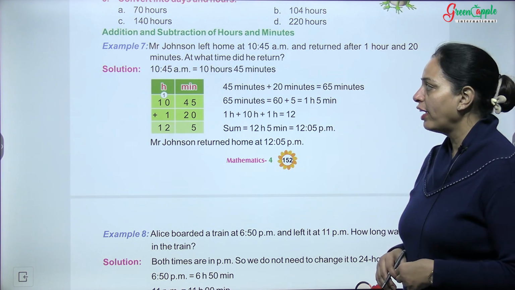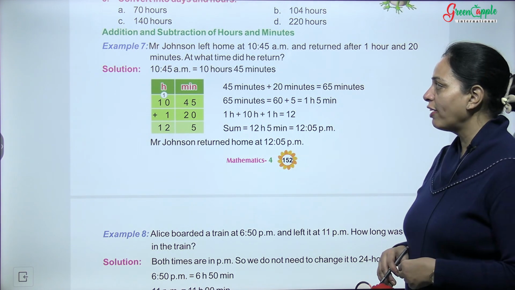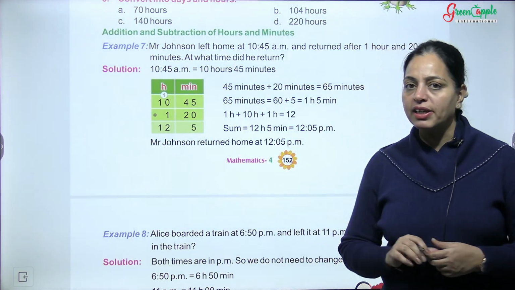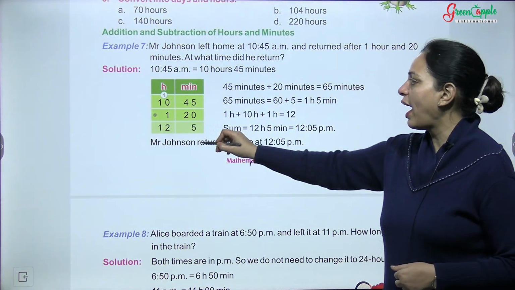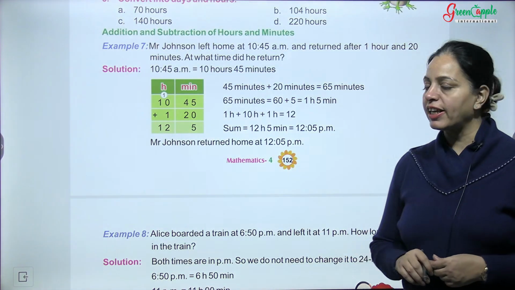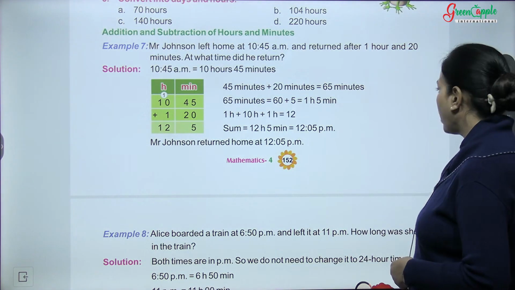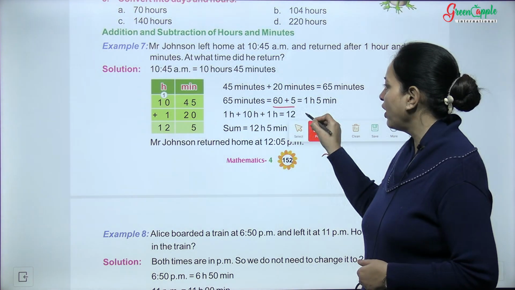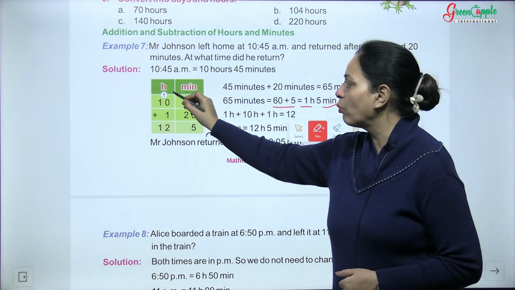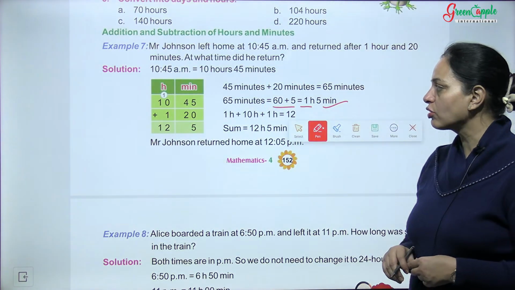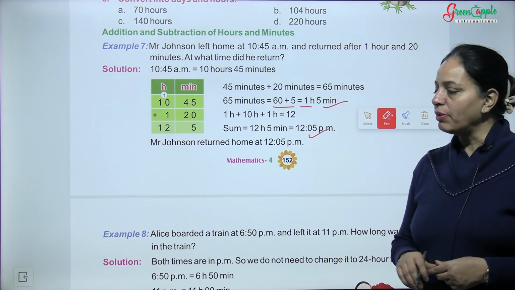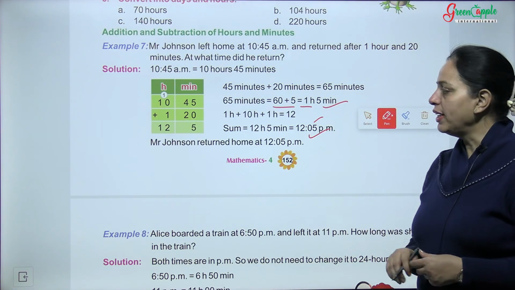So 10:45 a.m. means 10 hours 45 minutes. So we can add this time, 1 hour and 20 minutes, right? So add it. So what are we getting? We are getting 65 minutes, and 60 minutes make 1 hour. So 60 plus 5, this is 1 hour 5 minutes. So 5 minutes stays here and 1 hour we add into the hours column. So this is 12 hours 5 minutes, means 12:05 p.m.